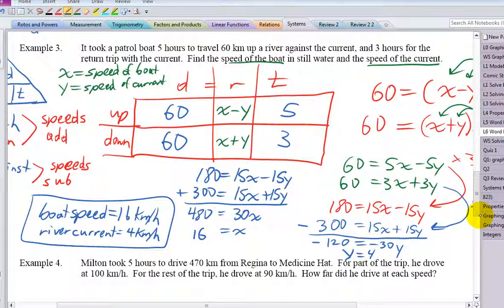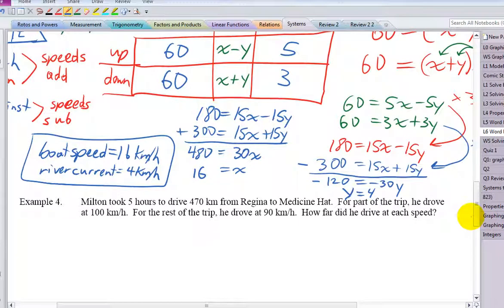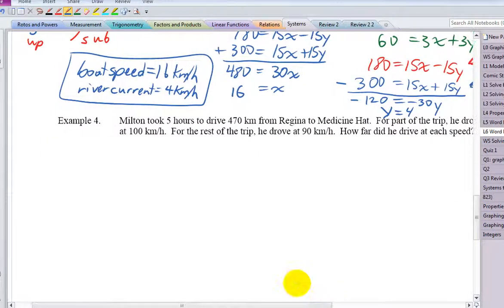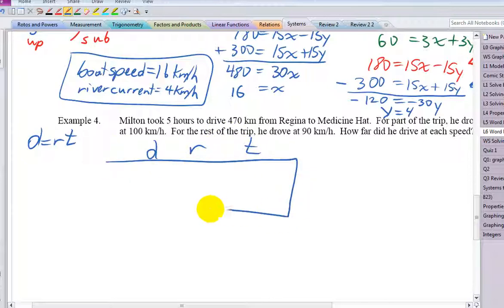Now we're going to see another dirt question. So any other questions before we go on? Okay, this next question is a dirt question, but it's a little bit more complicated. So always write down dirt. Distance equals rate times time. You should start memorizing dirt. Okay. So let's fill out our chart.